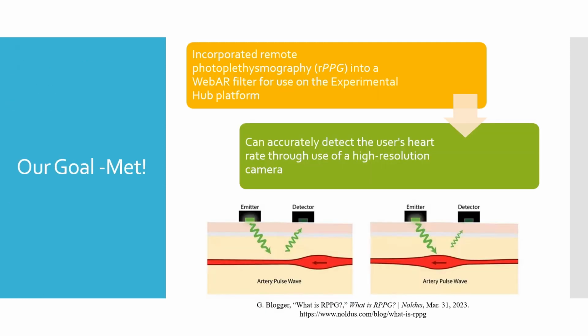Our team has implemented an rPPG filter for the Experimental Hub. It is a sensorless tool or method to measure heart rate via video. The only requirement is a high-resolution camera.